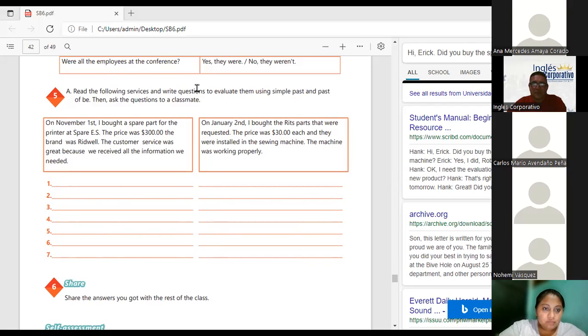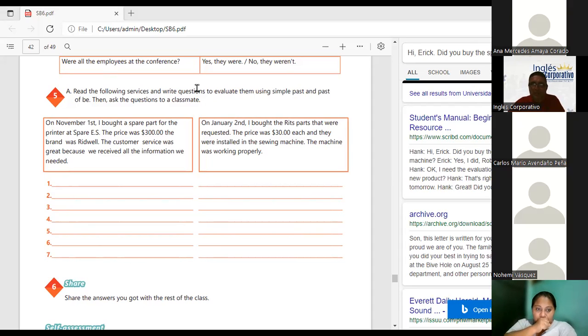Where do you find the information about the spare part? Where did you find? Where did you find? We have to concentrate on the simple past tense. How was the sewing machine? The machine was working properly.